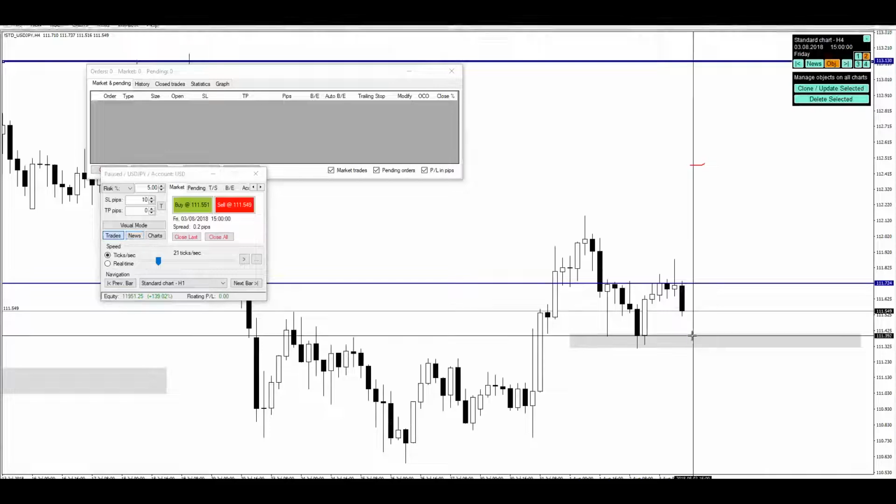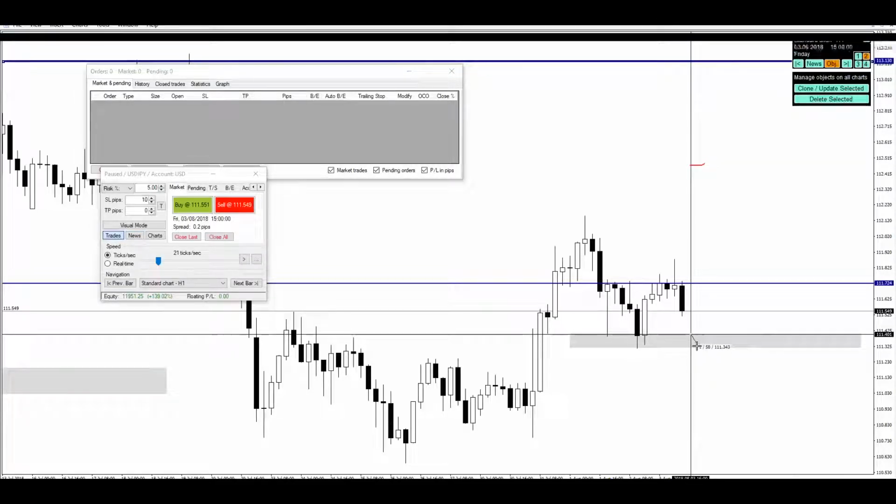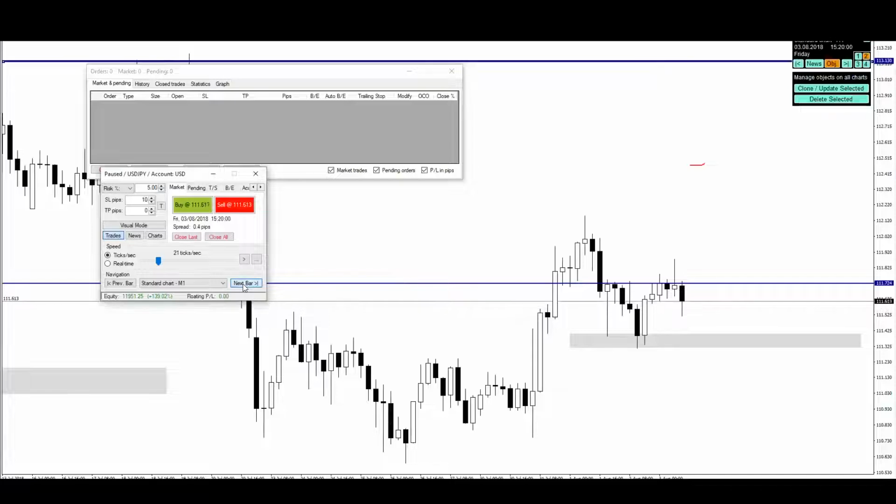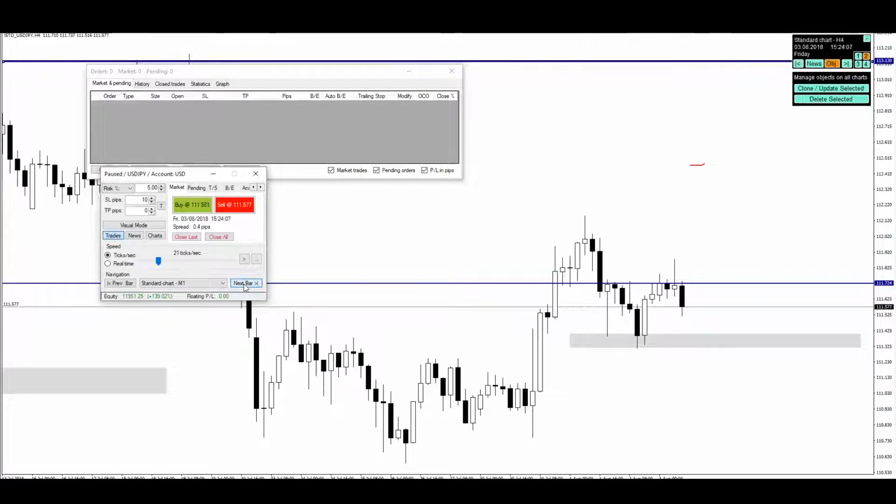So when price comes down here, we're going to do what we do best. We're going to take a buy. Simple. Very, very simple. Macedonian, you're missing a good backtest session of NFP here.